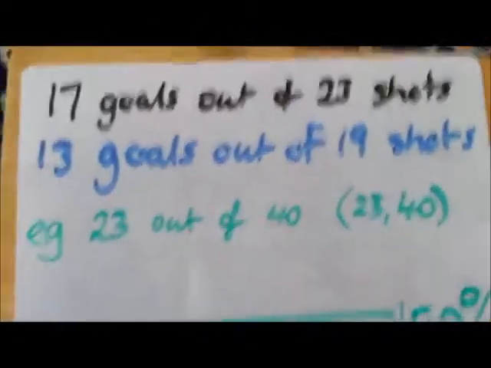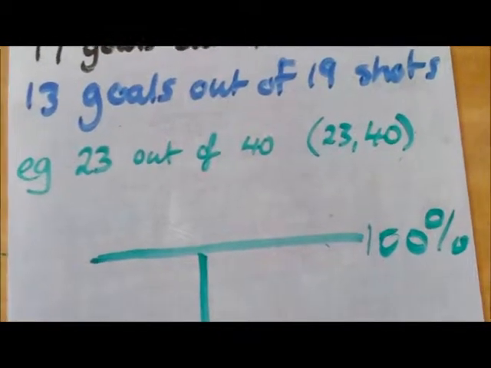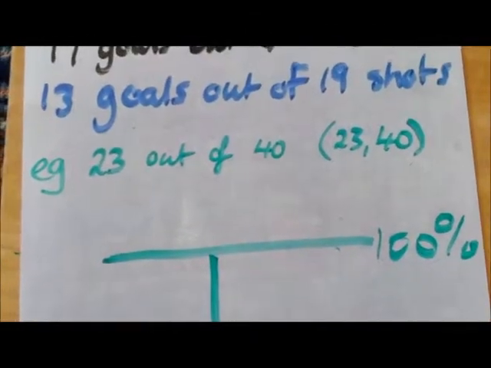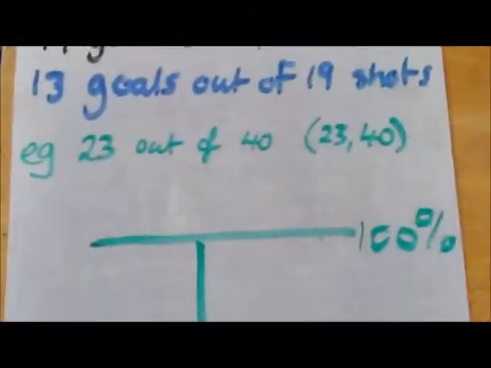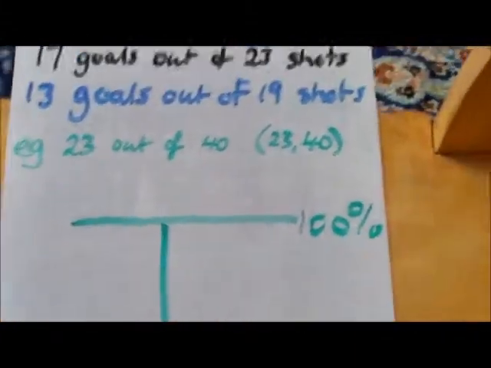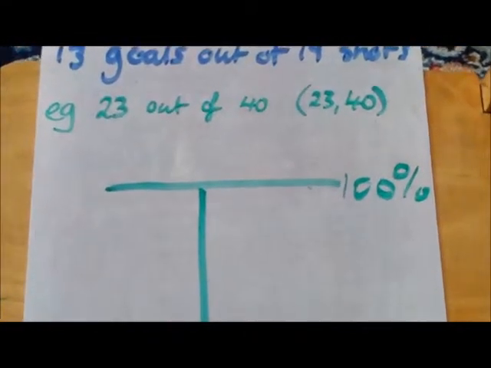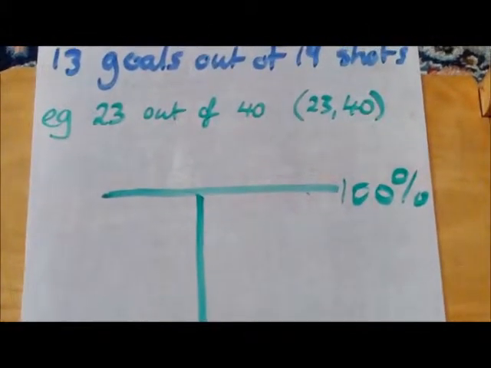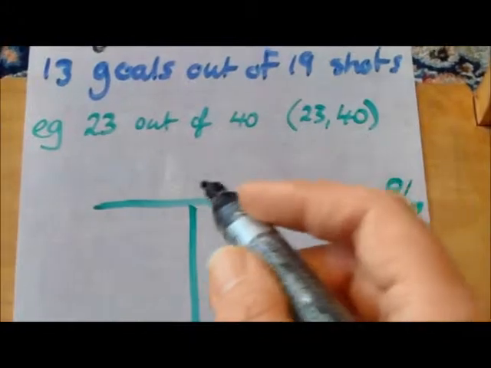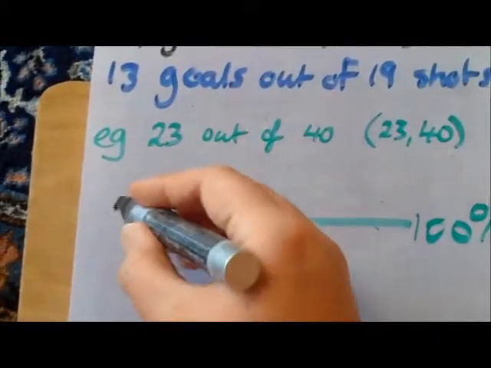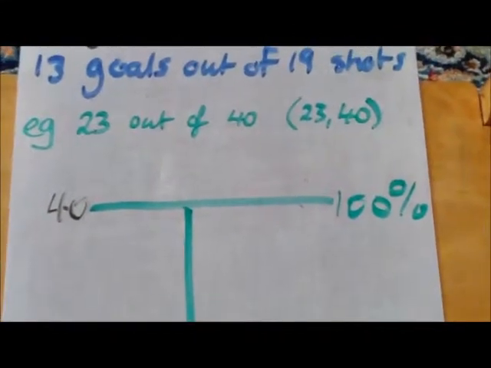So the first example is if I had 23 out of 40, and in the textbook it will be written as express the first value as a fraction of the second value. So they'll write it as 23, 40 in brackets. So if I had 100%, how many goals or marks or whatever it is, how many would I have actually scored to get 100%? Can you see that it would have been 40? I would have had to have gotten 40 out of 40 to get 100%.